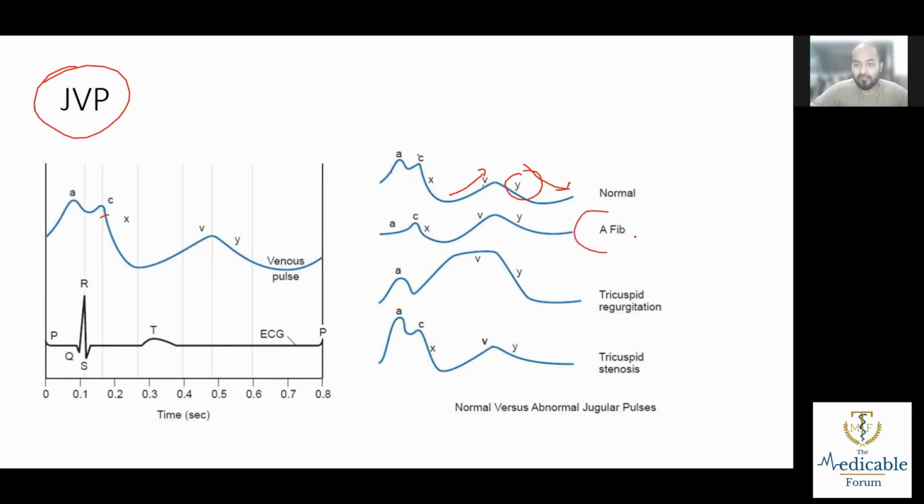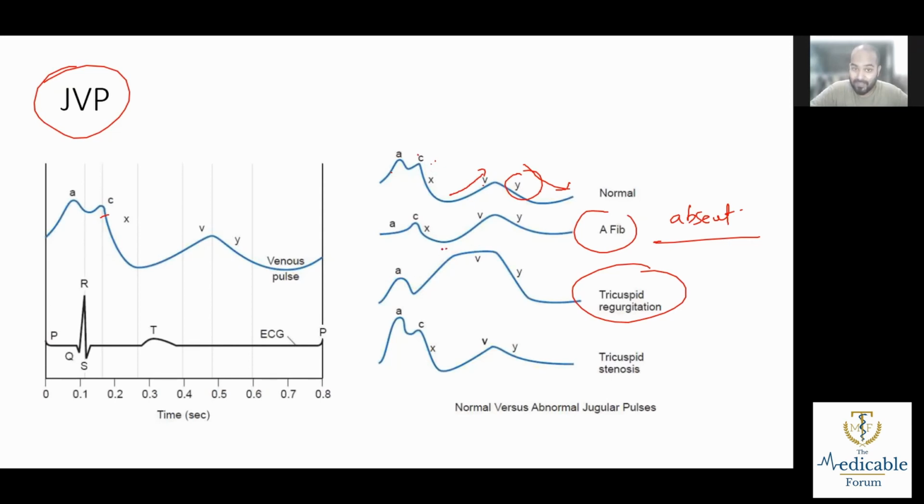Now during atrial fibrillation, you will not have atrial contraction, so you will have absent A waves. What happens in tricuspid regurgitation? When the ventricles contract, the pressures are directed upwards because the tricuspid valve is regurgitating, and that is why you see a large wave, and then you don't see a proper C, because that C is made from a small bulging of the valve causing the upward flow of blood, right? So you don't see that in tricuspid regurgitation.